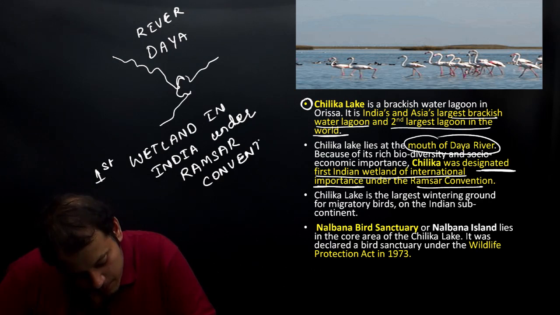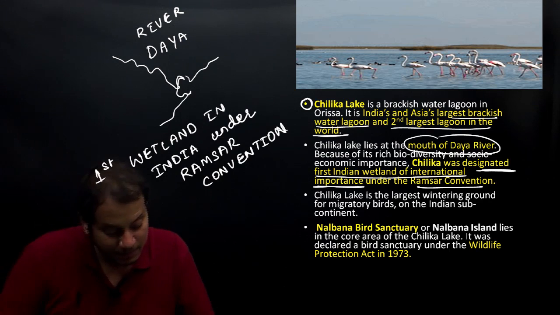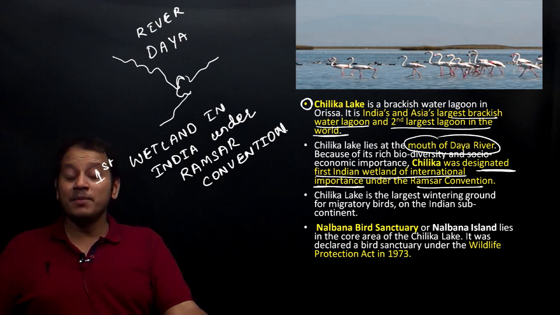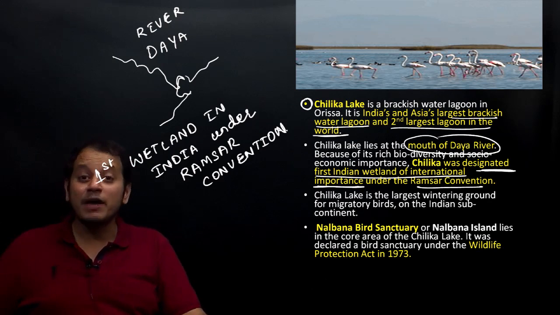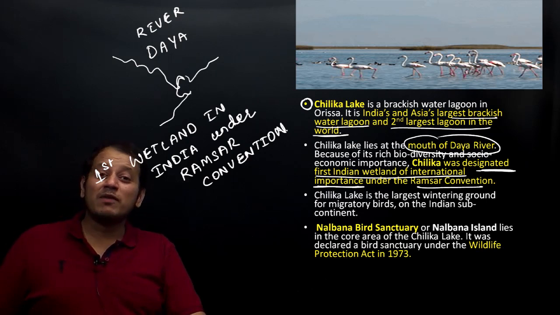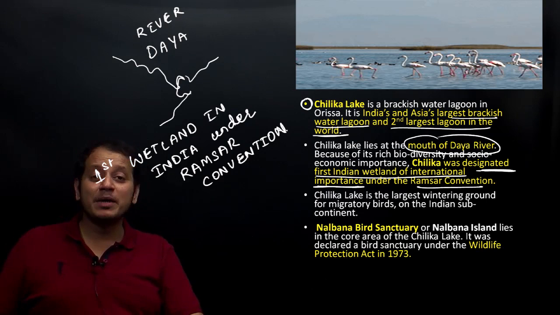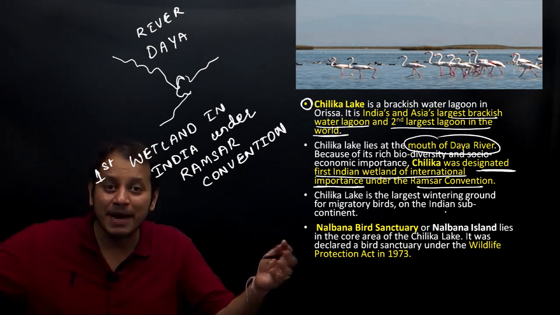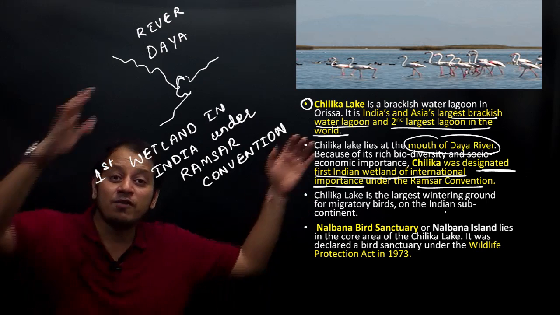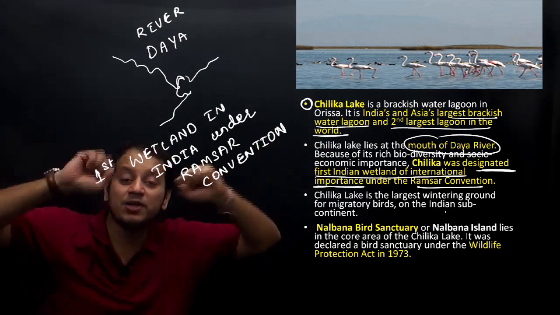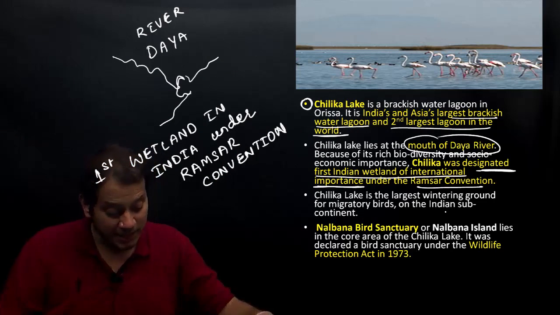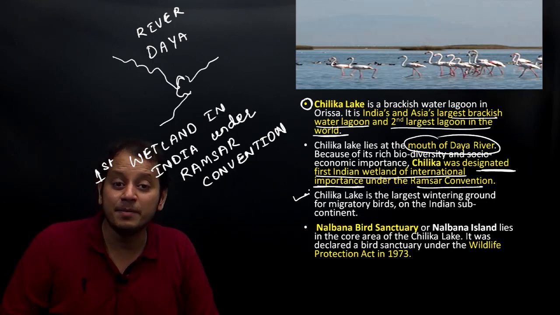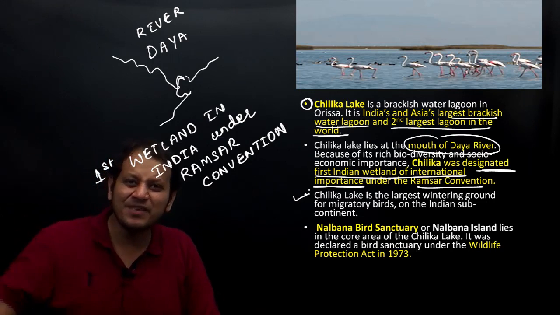Now, why is it a wetland? It must have some importance. In fact, it is one of the biodiversity hotspots with one of the largest numbers of migratory birds visiting the Chilka Lake. Chilka is the largest wintering ground where migratory birds from Siberia and other parts of the world come and settle during the winter. So it is one of the largest wintering grounds for migratory birds in the Indian subcontinent.